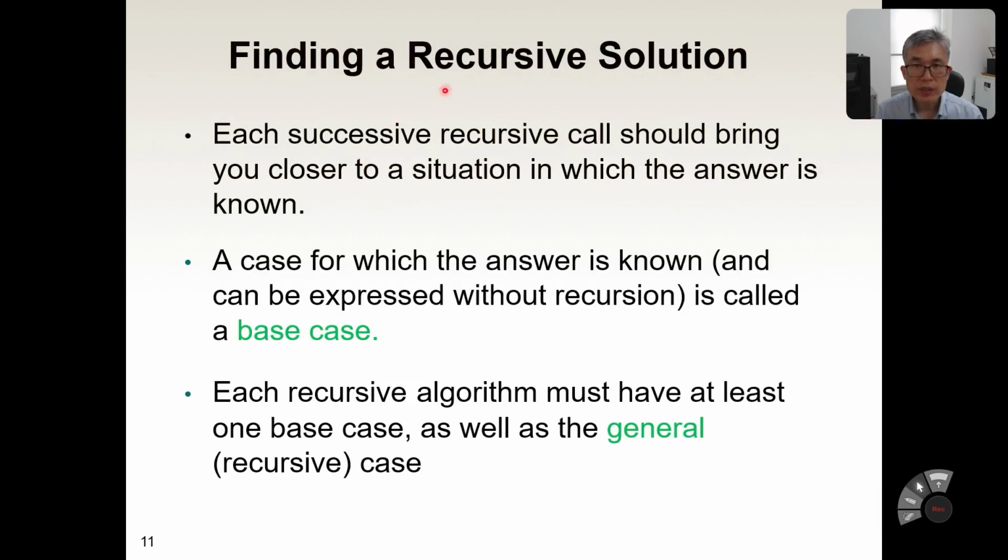So in finding a recursive solution, each successive recursive call should bring you closer to a situation in which the answer is known. It is called a base case, right? So a case for which the answer is known and can be expressed without recursion is called a base case. On the other hand, each recursive algorithm must have at least one base case as well as the general, that is the recursive case.